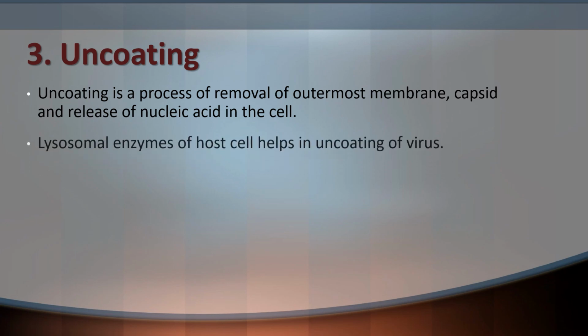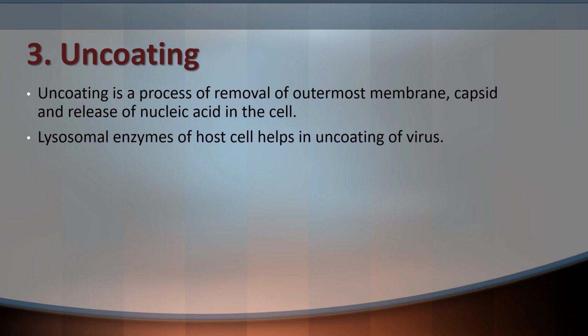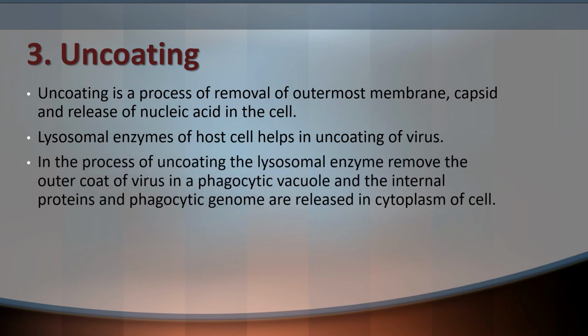cell. Now, lysosomal enzymes of the host cell help in uncoating of the virus. In this procedure of uncoating, the lysosomal enzymes remove the outer coat of the virus in a phagocytic vacuole. As we all know, it is carried out by a viropexis mechanism, which is similar to phagocytosis. So here, the lysosomal enzyme removes the outer coat of the virus in the phagocytic vacuole, and the internal proteins and the viral genome are released in the cytoplasm of the cell.